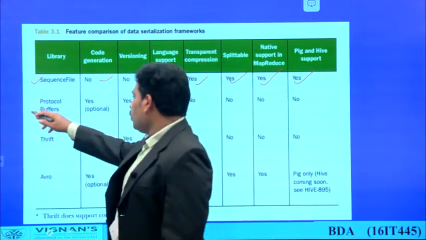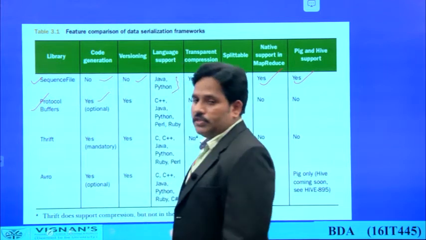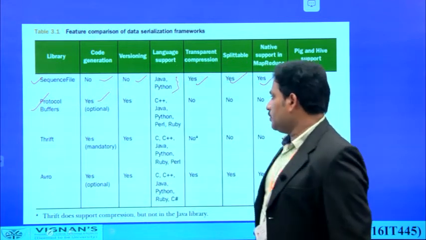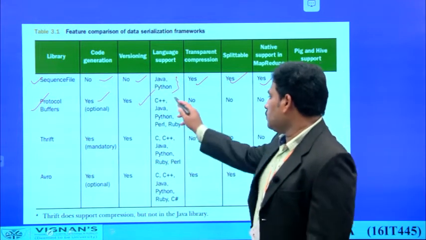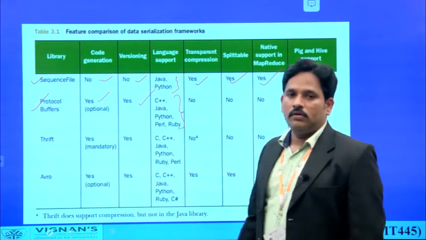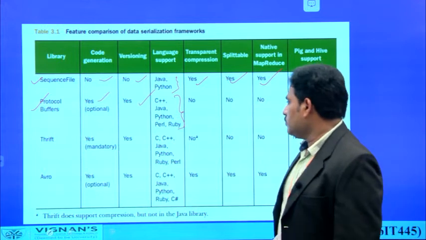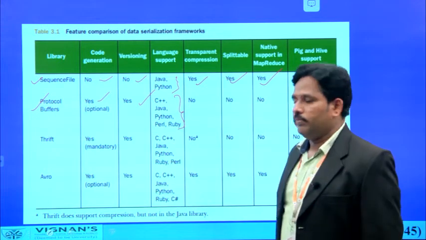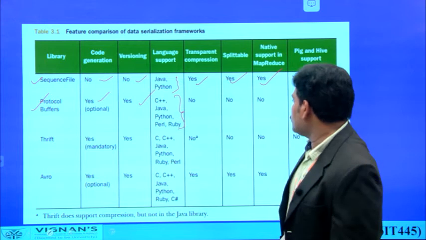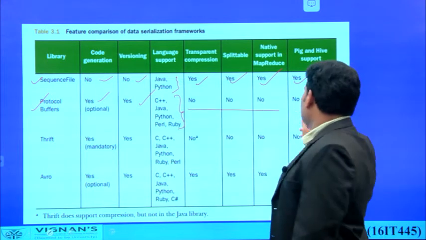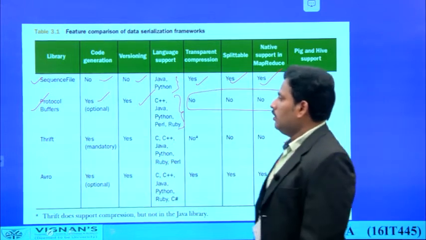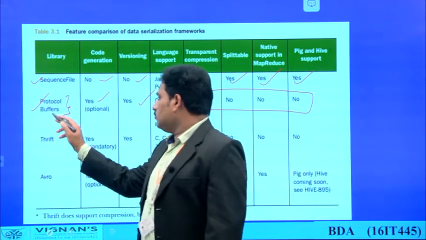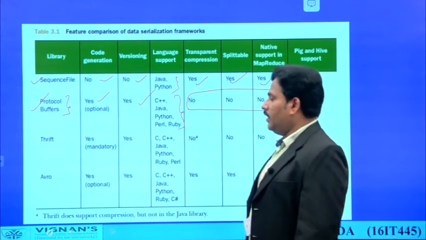When it comes to protocol buffers, code generation is optional, but we can implement it. Versioning is available. When we are dealing with the protocol, these are the languages that we can use for MapReduce: C++, Java, Python, Ruby and Perl can be used. And if you look here, we can't apply compression techniques or splittability techniques on buffered data. It's not allowed to split the data.